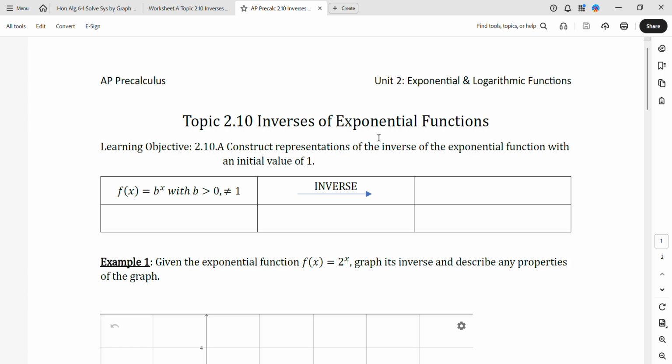All right. Okay. So in this lesson, we are going to be talking about inverses of exponentials. We really have just one objective that we are going to be touching on in this lesson, and it's that we're going to construct representations of the inverse of the exponential function when the initial value is 1.